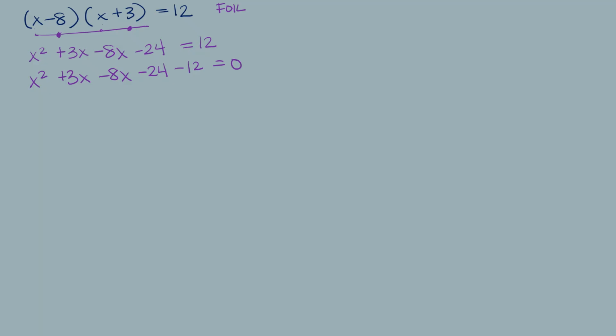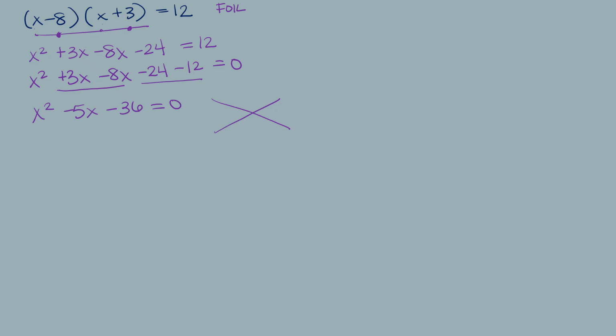Alrighty, and from here we're going to combine our like terms. x squared minus 5x minus 36 equals 0. And then this is when we'll do the diamond, which is a love and hate thing because sometimes it's so quick and sometimes it's really not.